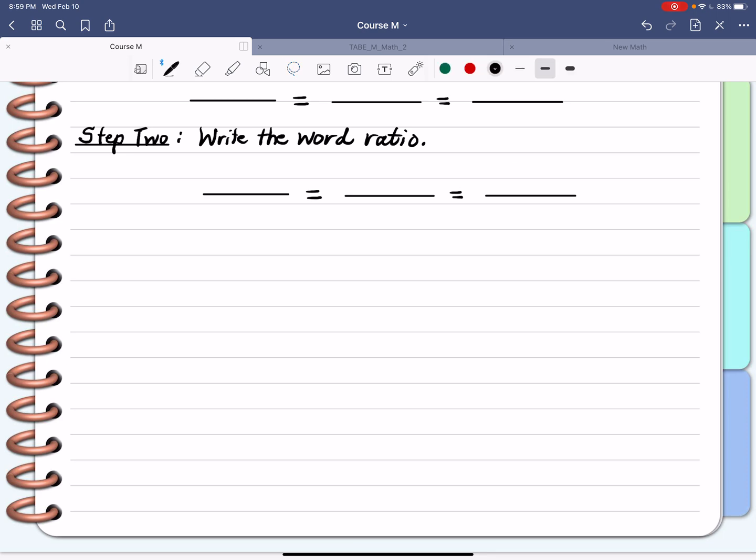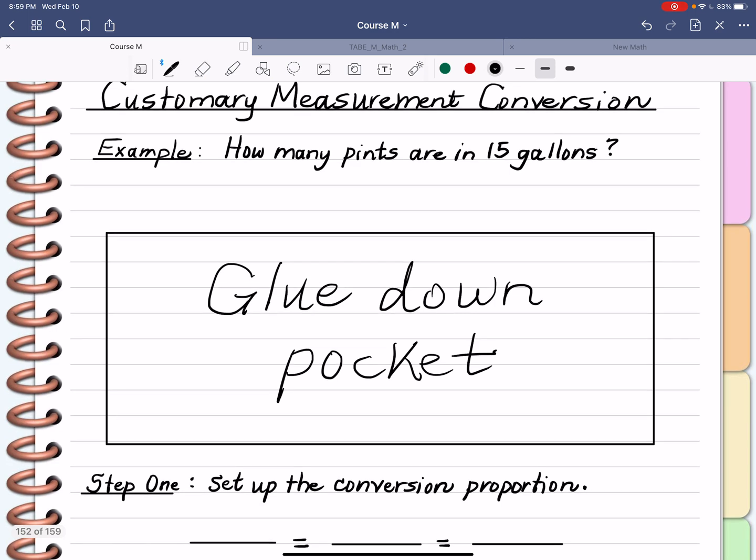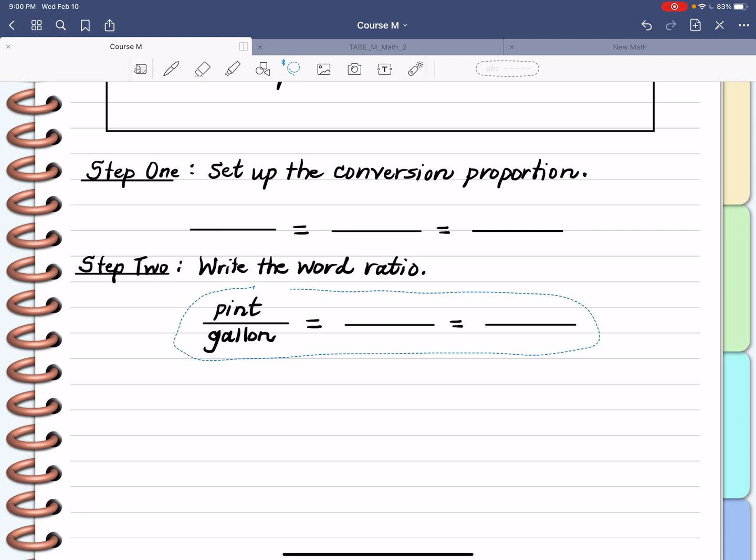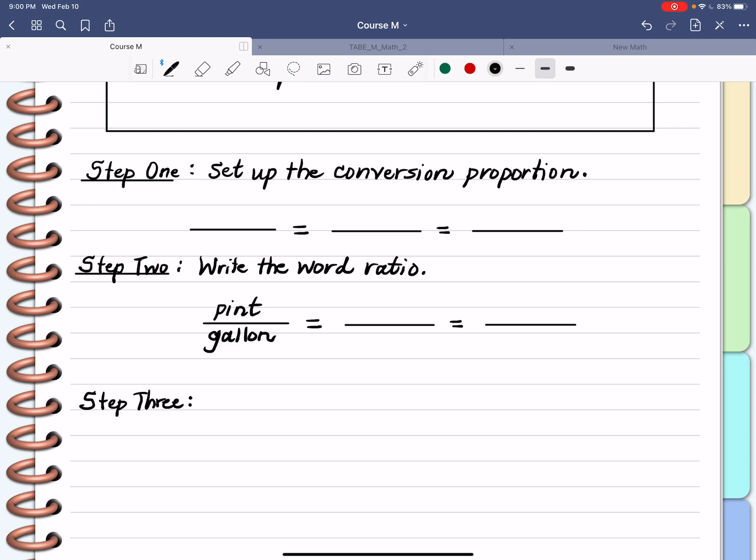Okay, so here's how you do the word ratio. You look at your problem and you find the 2 units that you're comparing. We are comparing pints and gallons. It may be miles and yards or feet and inches or cups and gallons or days and weeks. It can be anything, but there will always be 2 of them. And you write those as your word ratio. Pint and gallon. So this will come from your problem. And it always goes first. Okay, so I'm going to copy this one. And I'll give you step 3. Step 3, you are going to write the reference ratio.